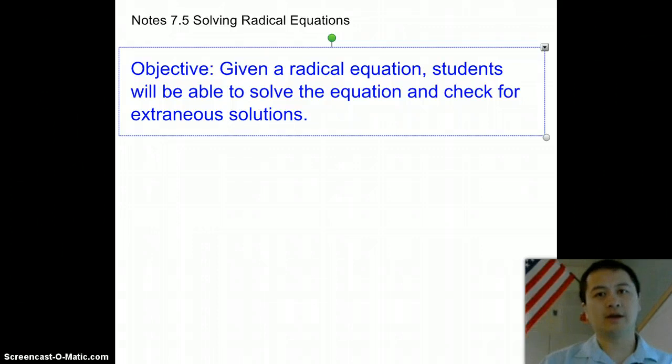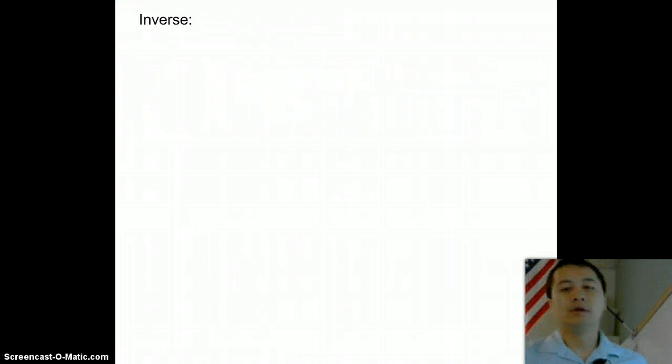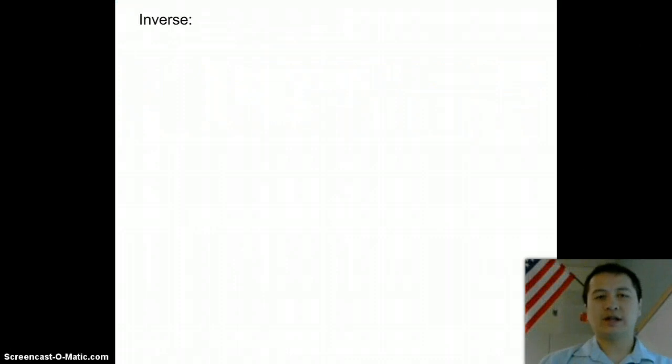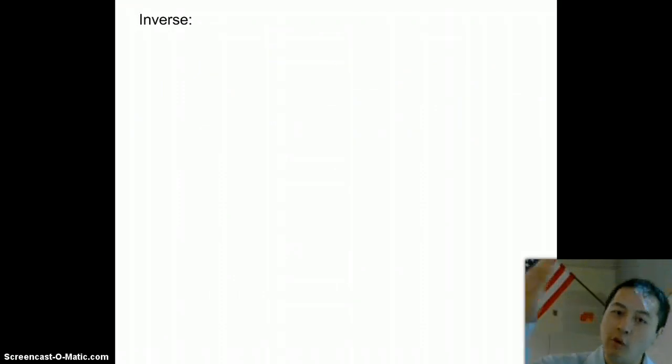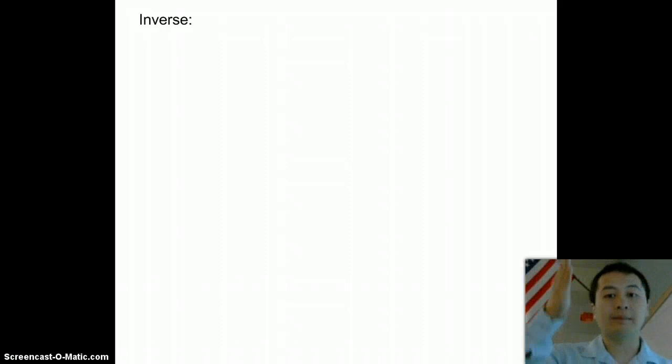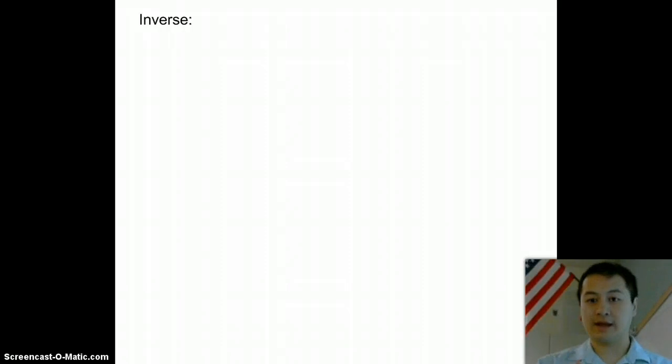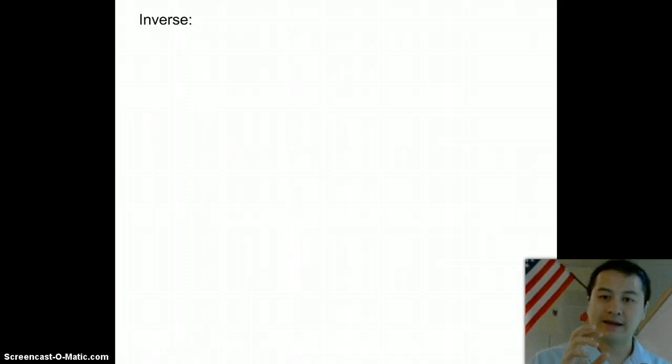Before we start solving, we got to talk about this idea called inverse. Every operation has an inverse operation. When you go forward, you go backwards. And if you go forward and backward, you're going to end up with the same thing. Sound good? And why do we need inverse operations? Because inverse operations help us get x by itself.